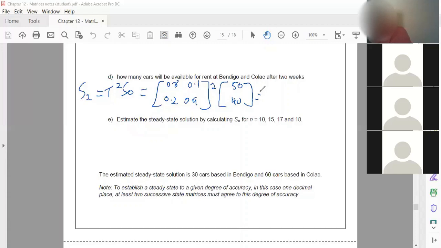Power squared. Okay, I get 39.8 and 50.2, which of course I'm going to round to Bendigo 40 cars and Colac 50 cars. And again, it still adds up to 90. Any questions so far?